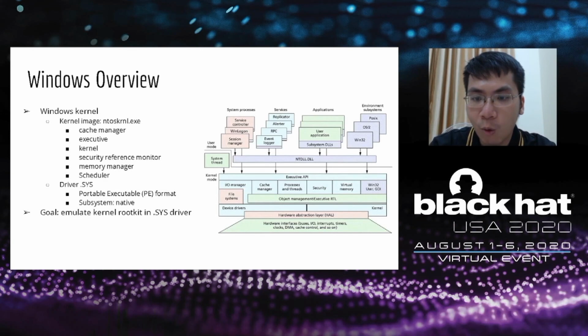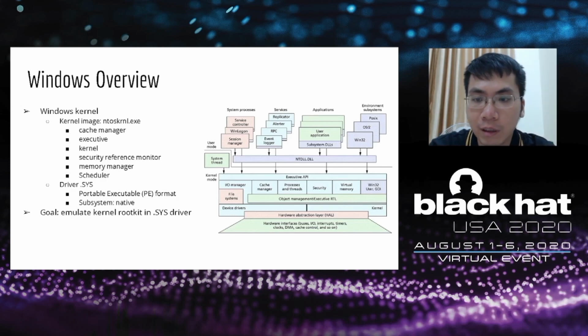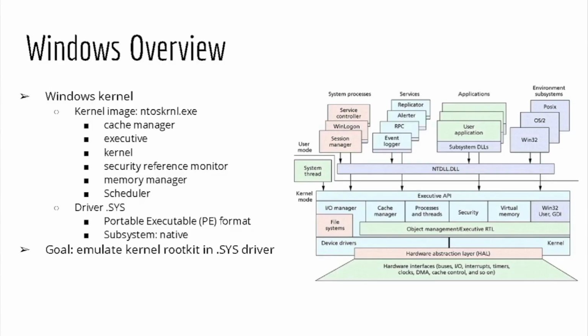Hello, my name is Quang. Today I will introduce the Demigod framework. I use Demigod to emulate Windows drivers. There are many things in the Windows kernel that we should consider. The most important thing is ntoskrnl, the file known as the kernel image of Microsoft Windows. The Windows kernel contains many components such as the cache manager, memory manager, and scheduler.